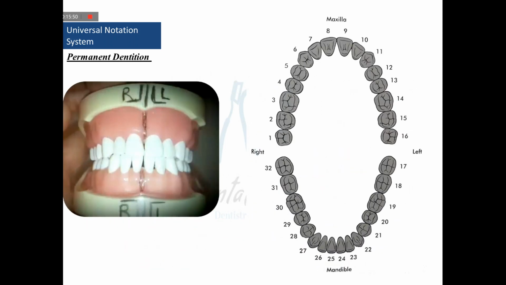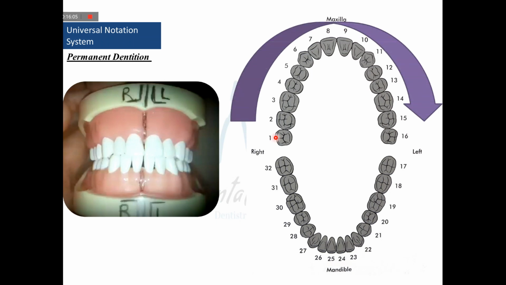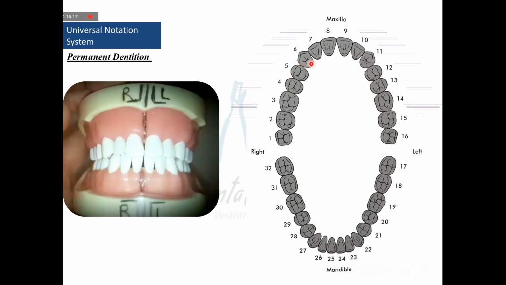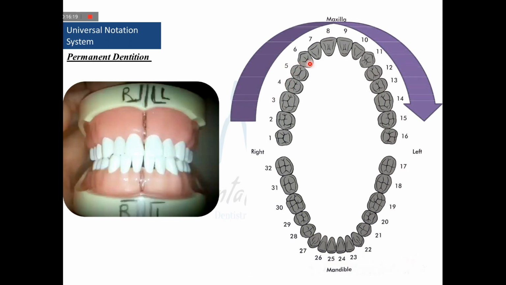Now going to the diagrammatic representation for the permanent dentition, we can see a nice illustration in which all of the teeth are given particular numbers. Starting from the right hand side, the third molar on the right hand side of the maxillary arch is marked as number 1, the second molar as 2, the first molar as 3, the second premolar as 4, the first premolar as 5, the canine as 6, the lateral incisor of the right hand side as 7, the central incisor as 8.